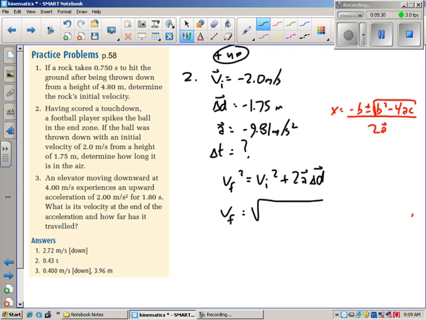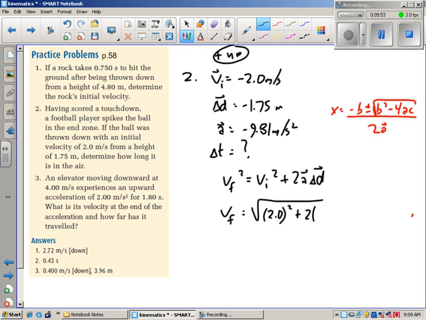Square root of VI squared is going to be 2.0 squared. Why did I drop the negative there? Why didn't I say negative 2 squared? Although negative 2 squared is going to be the same thing. Why did I drop the negative? No, that's not why I dropped it, although it will be.